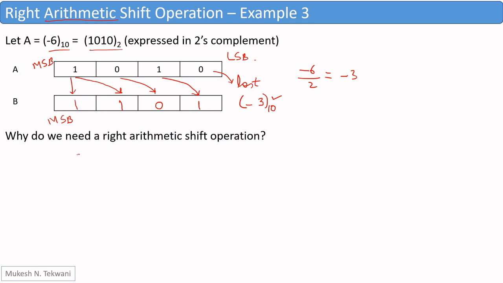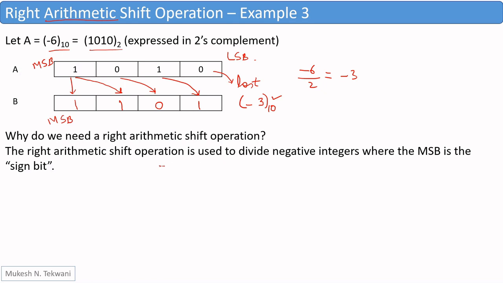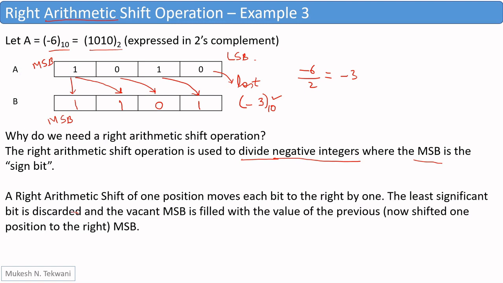So why do we need a right arithmetic shift? If you observe, this shift was similar to the right logical shift. The only difference was that this most significant bit, which is 1, is copied into the result. So why do we need a right arithmetic shift? The right arithmetic shift is used to divide negative integers. We have to divide negative integers when the most significant bit is the sign bit. We know in the 2's complement, this bit is the sign bit.